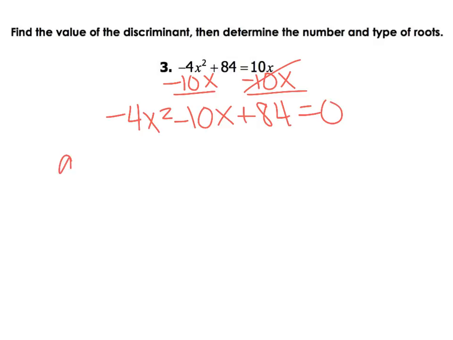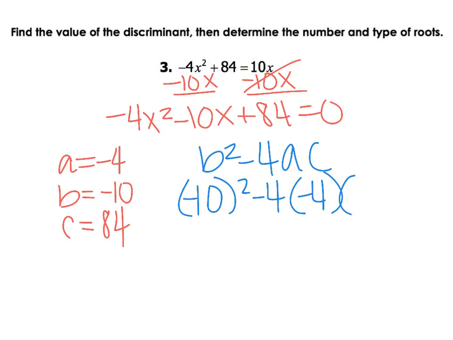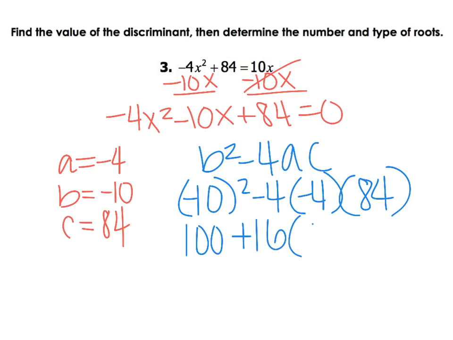Then we can identify our a, b, and c. So a is negative 4, b is negative 10, and c is 84. Now we want to use our formula for the discriminant, so b squared minus 4ac, and plug our a, b, and c in. So we get negative 10 squared minus 4 times negative 4 times 84. We get positive 100 plus 16 times 84.